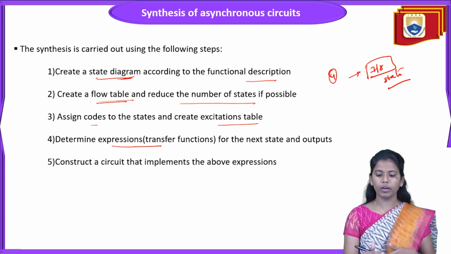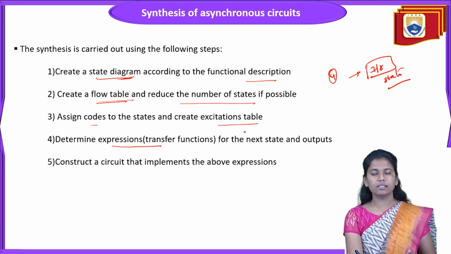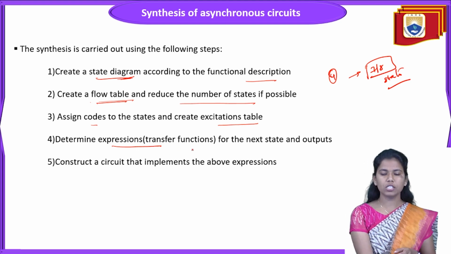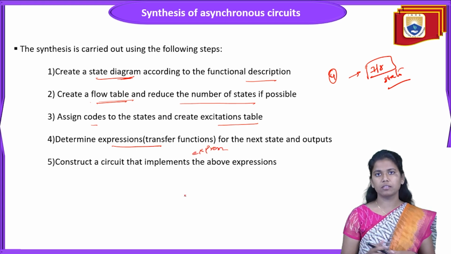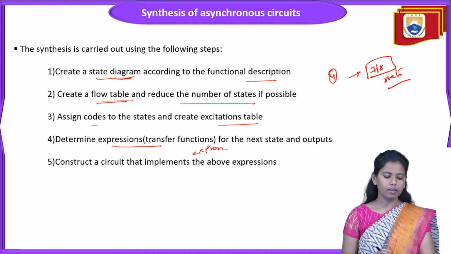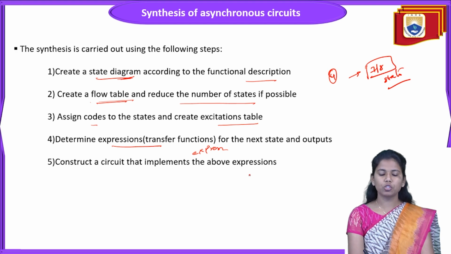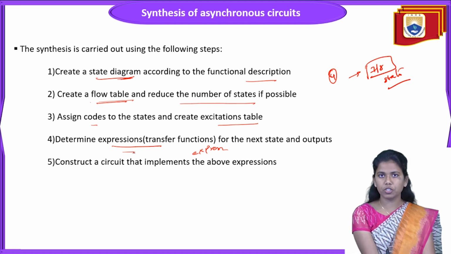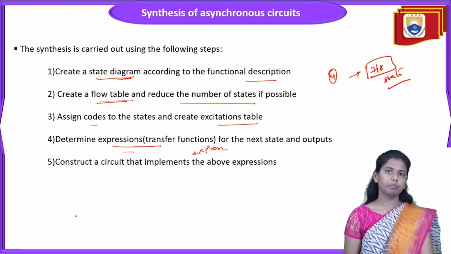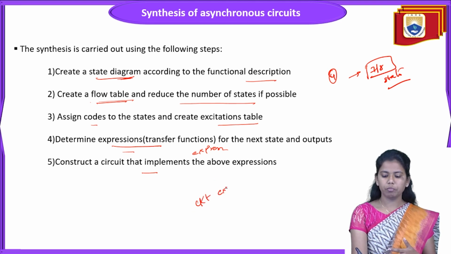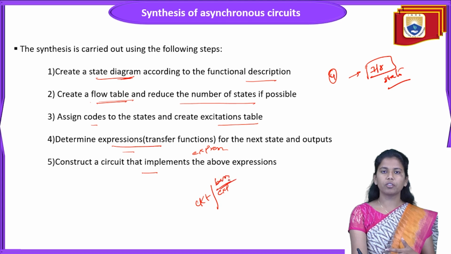After deriving the excitation tables, we follow with the Boolean expressions, or the transfer functions, the expressions for the next state as well as the output. And then we will construct a circuit that implements the above expressions. So the final step, soon after the expressions, is to construct the circuit. The circuit is constructed based upon the above expressions.